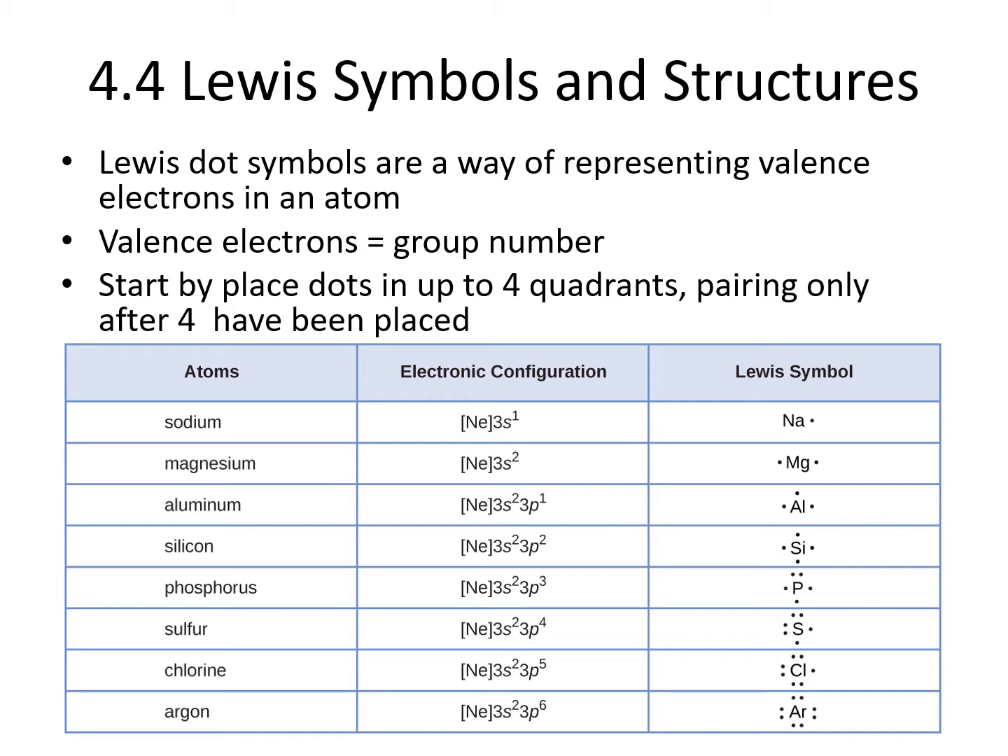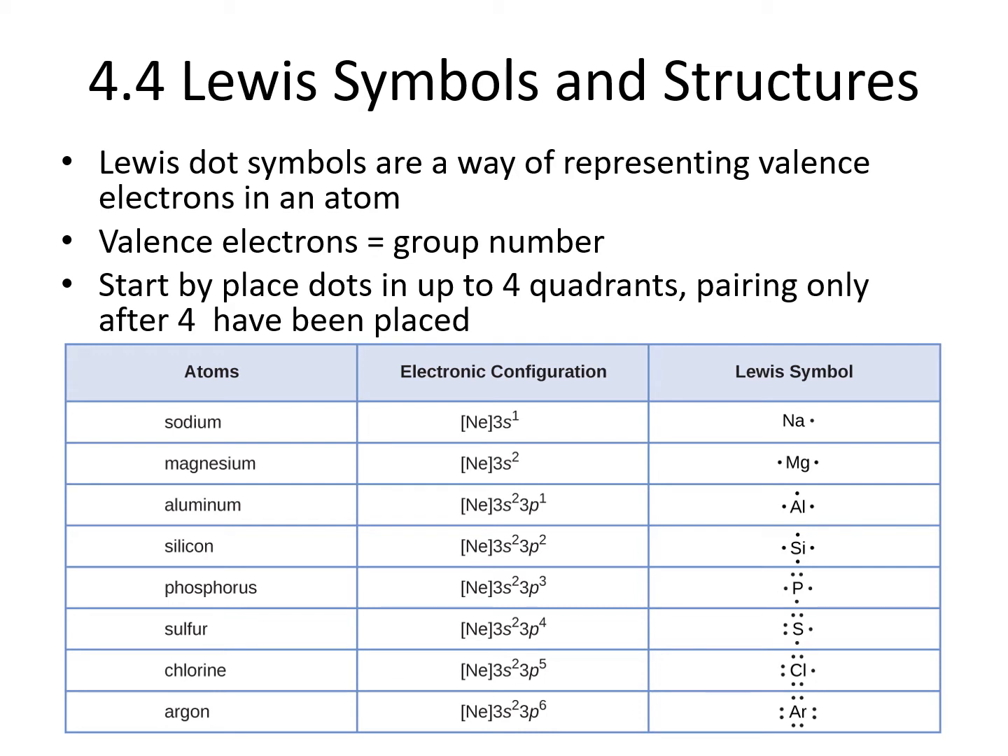A Lewis dot symbol is a way to represent valence electrons in an atom. The valence electrons are the important ones because they are involved in bonding. Remember, for the main group elements, the number of valence electrons equals the group number on the periodic table.